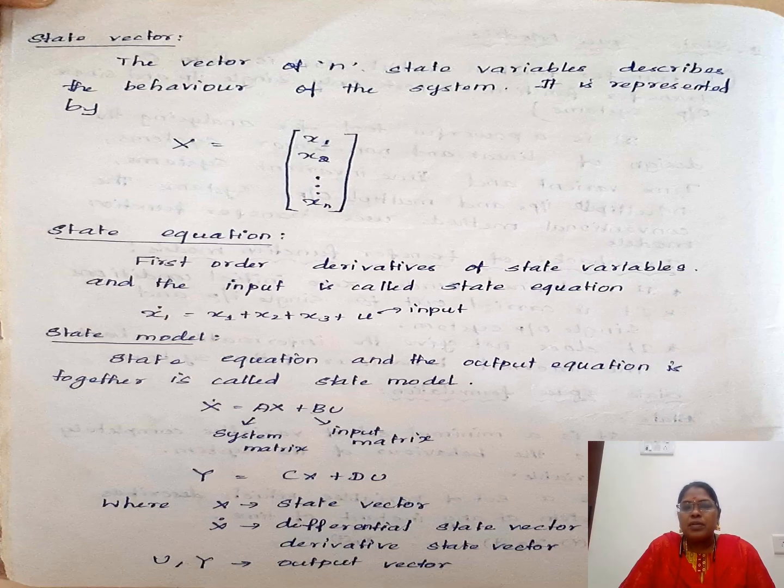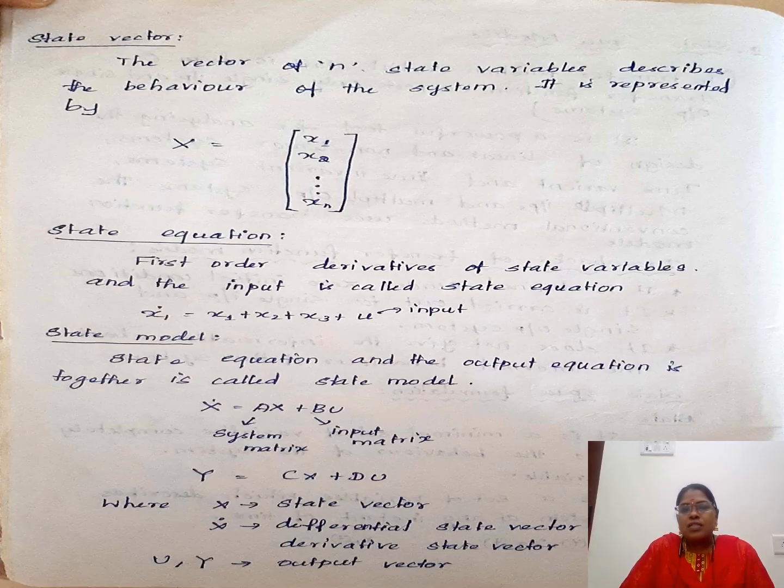State equation is nothing but the first order derivative of the state variables and the input. Take the first order differential equation, which is dx by dt. That can be represented as x1 dot, which is equal to dx by dt, x1 plus x2 plus x3. These are some of the state variables, and you have the input. So a state equation always has a combination of state variables and the input, and we call it the state equation.